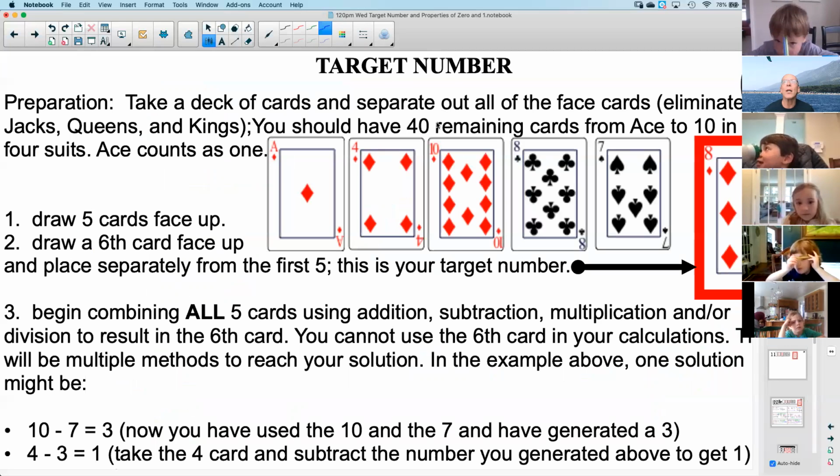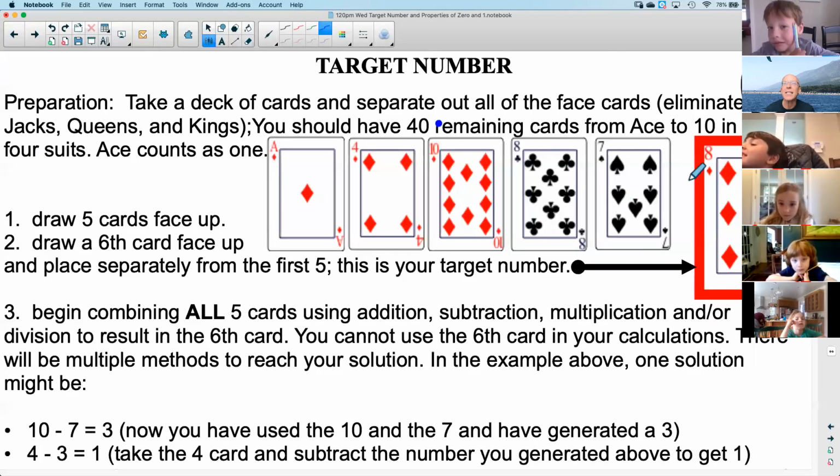The way Target Number is played is that you have a deck of cards and you take away all the jacks, the queens, and the kings. So you're going to take away 12 cards, no jokers, and all you're going to have is ace, 2, 3, 4, 5, 6, 7, 8, 9, and 10 of 4 different suits.